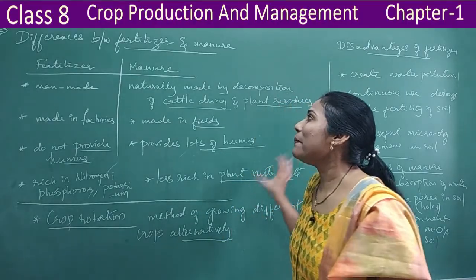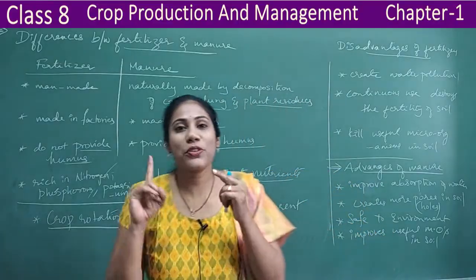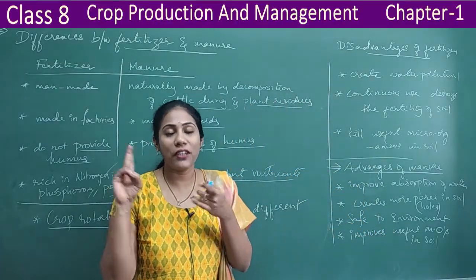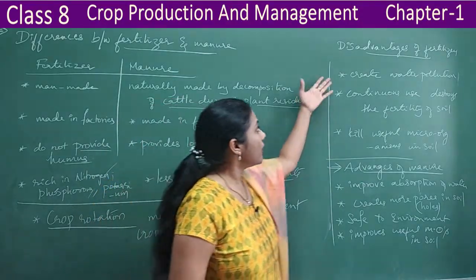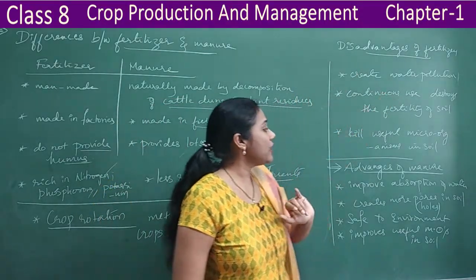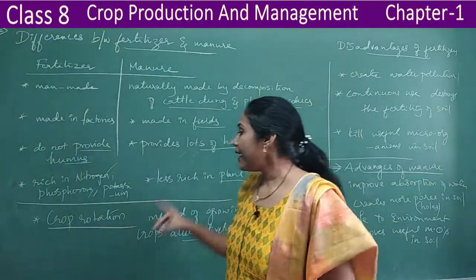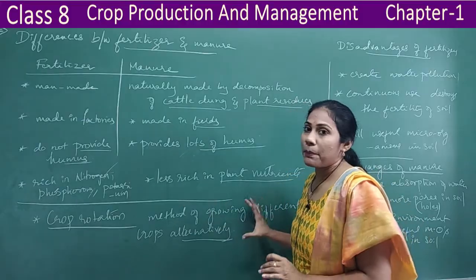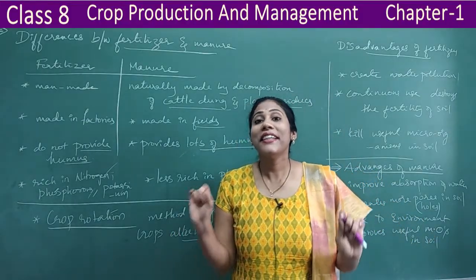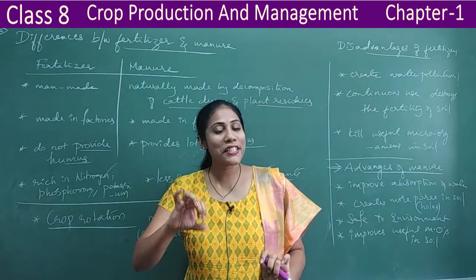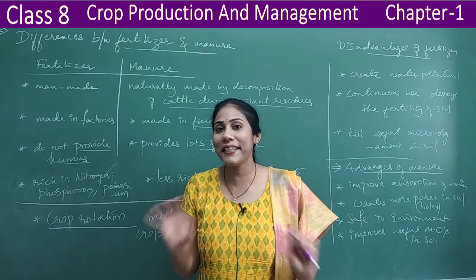So this is all about adding manure and fertilizer. You must know the definition of manure, fertilizer, what is the difference between manure and fertilizer, what are the disadvantages of fertilizer, the useful things about manure, and later something about crop rotation also. Clear? And now we will go for the irrigation methods. This is the most important step in crop production, that is irrigation.